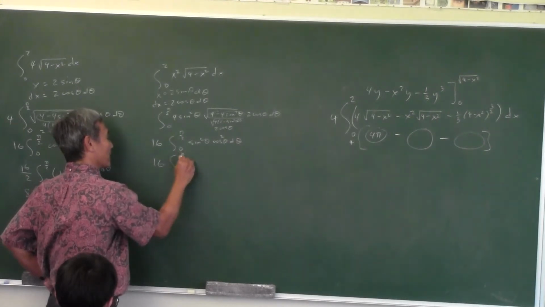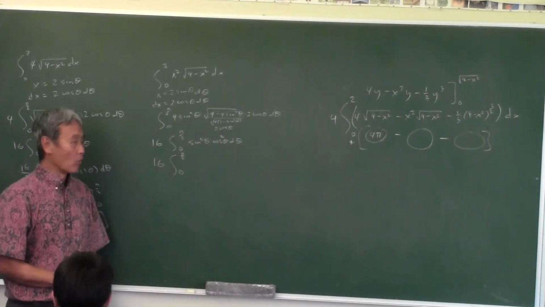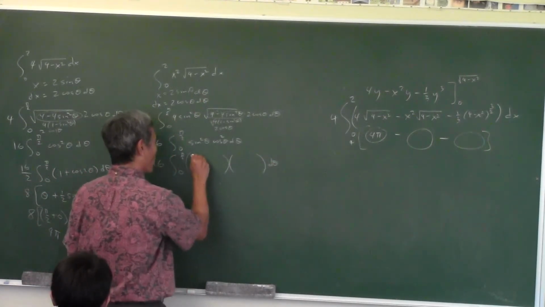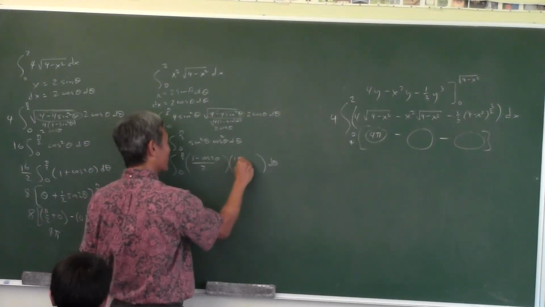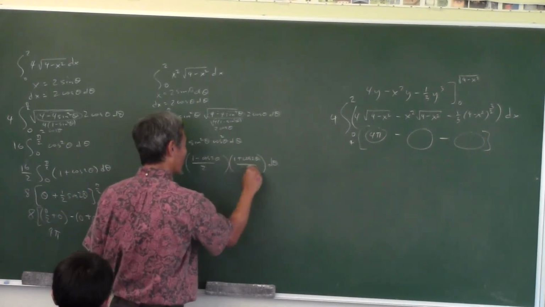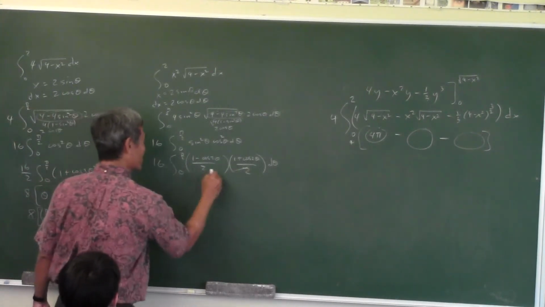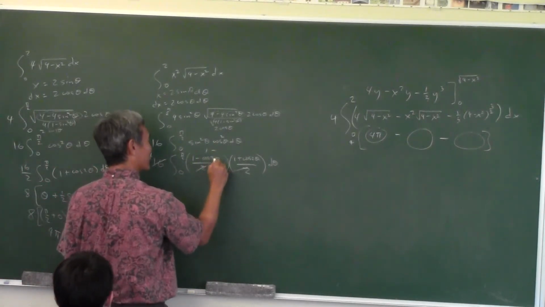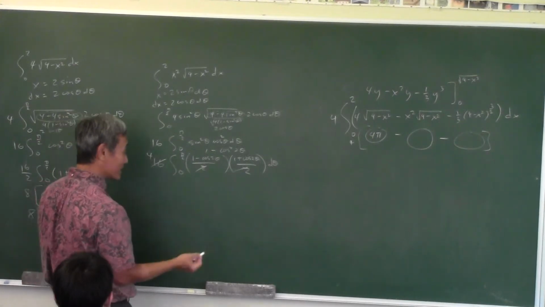Okay, so how do you think we're going to integrate sine squared times cosine squared? What's the only way in the whole world to integrate sine squared and cosine squared? 1 minus cosine 2 theta all over 2, and 1 plus cosine 2 theta all over 2. That's how you do it. So these 2's cancel with that, you get 4. And then what are you going to be left with? 1 minus cosine squared 2 theta.